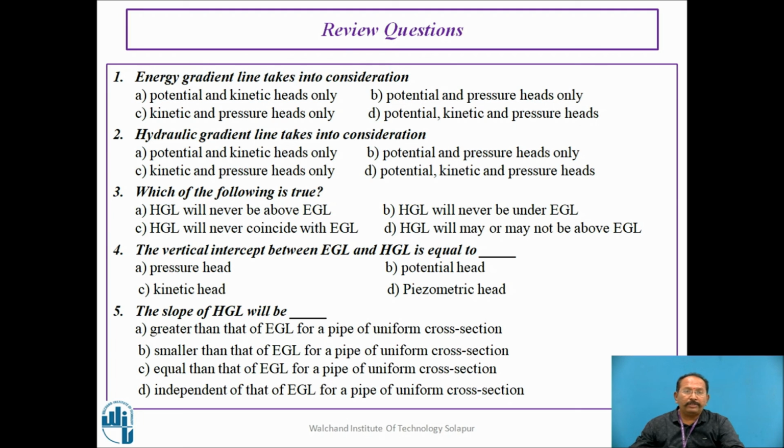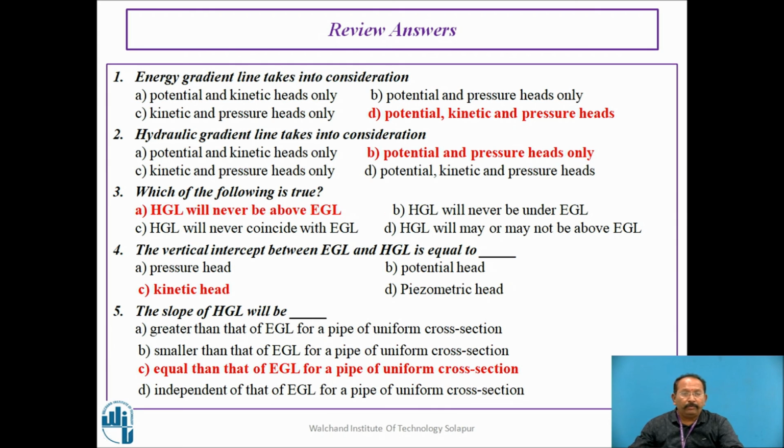Some review questions are there. Energy gradient line takes into consideration the following options. And the hydraulic gradient line, a similar question, but the contents are different. Which of the following is true? The vertical intercept between the energy gradient line and hydraulic gradient line, and the slope of HGL will be. These are its answers. Go through it.